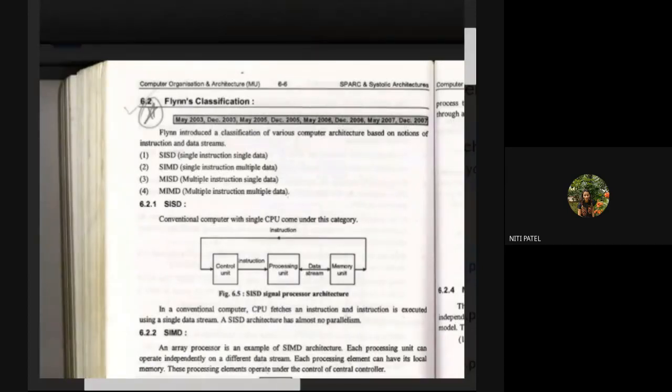So can I achieve parallelism over here? No. Why? Because I'm taking only one instruction at a time. Because the first computer was of SISD classification, where it can take only a single instruction and execute only single data. Therefore, I cannot achieve parallelism in the case of SISD. Is this understood? Yes, ma'am.